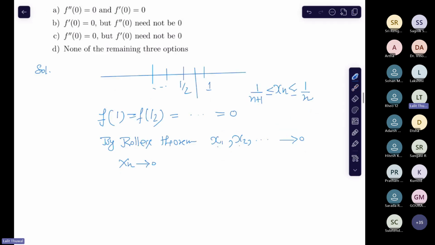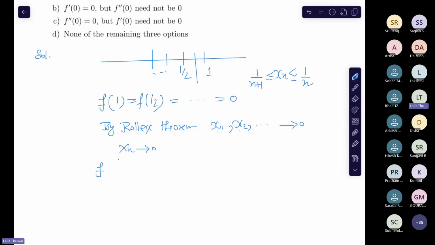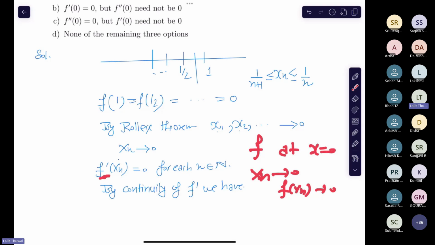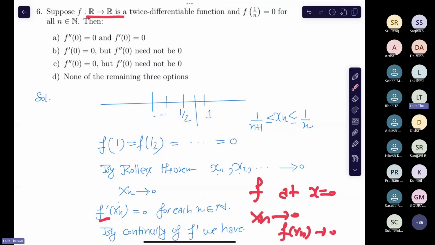So now we have a sequence xn such that f'(xn) = 0 for each n, right? Yes or no? So by continuity of f', what do we have? See, whenever we have a continuous function, say f, continuous at, in particular, x = 0, then any sequence which converges to 0, we have f(xn) converges to f(0), right? For a continuous function. In place of f, we have f' here. f' is a continuous function because your f is twice differentiable, right?